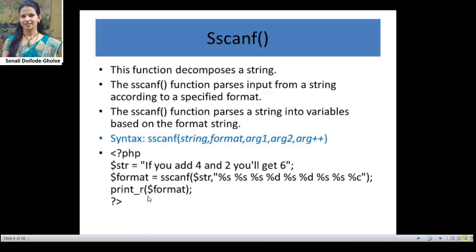What is the use of this print_r function? It will print the array. Print array of 0: at the 0th position you get 'if', then at the first position you get 'u'. So in this way it will print the index number and the value also.